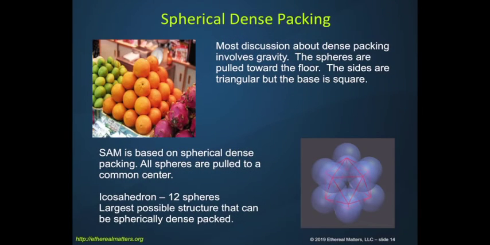Now, typically, when people talk about dense packing, it's this idea that you see with the oranges, where you're trying to stack something on a table, or you're trying to stack cannonballs so they won't roll around. But if you look at the oranges, you can see on the sides it's threes, it's triangles.